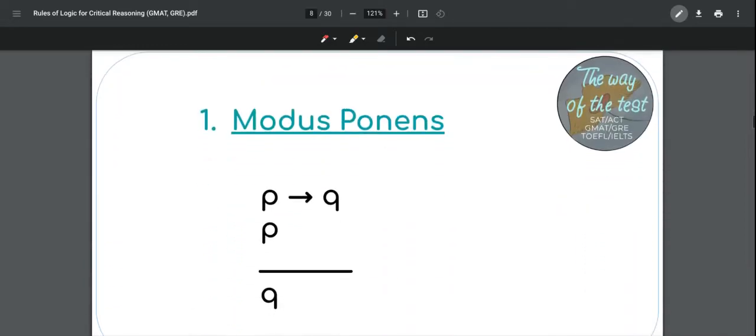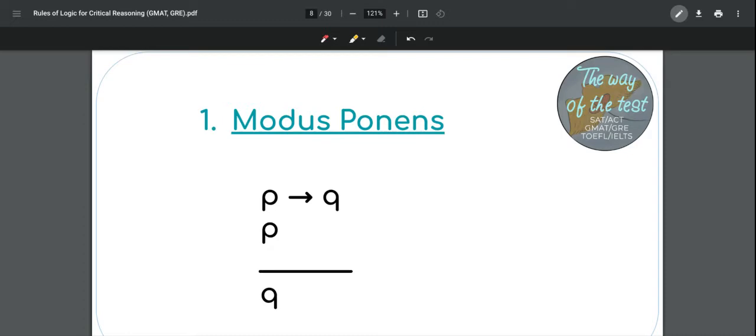So the first one is the modus ponens. You may remember this from school. You may remember this from college. I am using the Latin name of this because it's the easiest thing to find when you Google it. You don't have to use the name. Actually, you don't even have to remember the names of these rules. And if you don't have the time, don't even think about remembering the name.